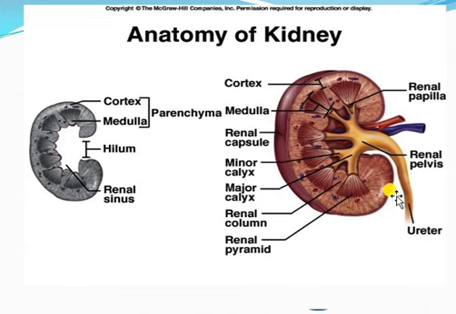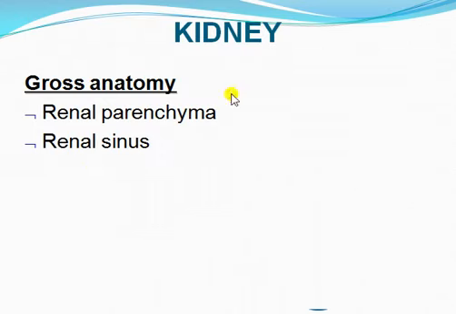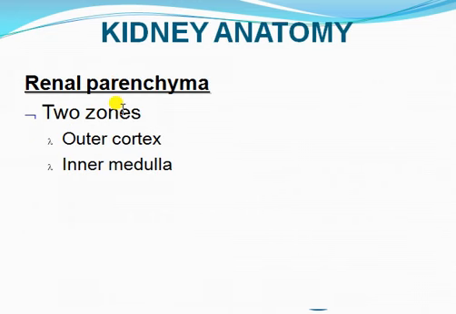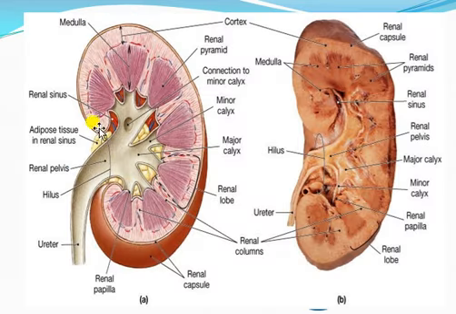See, this is the anatomy of the kidney. The outer layer is the renal capsule, followed by the renal cortex, then the renal medulla. In the renal medulla we have the renal pyramids. The renal pyramids enter into the minor calyx, the minor calyx enters into the major calyx, and the major calyx enters into the renal pelvis. In gross anatomy we can again see the renal parenchyma and renal sinus. The renal parenchyma has two zones, the outer cortex and the medulla.